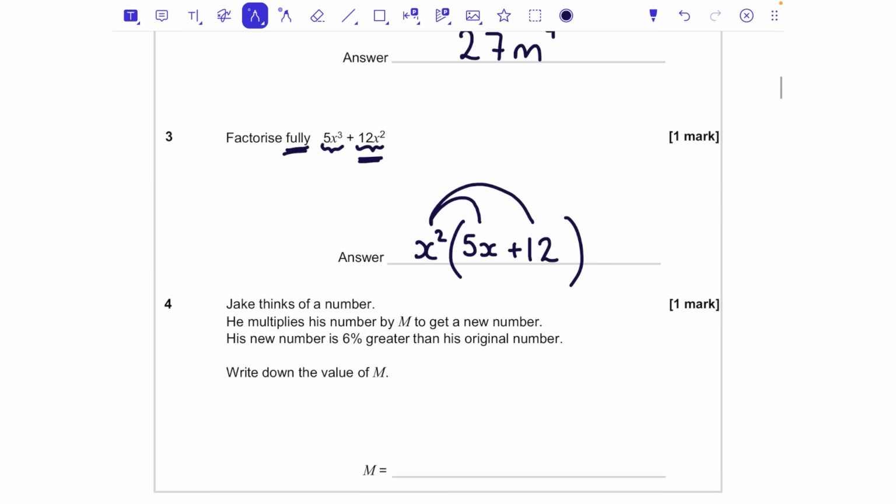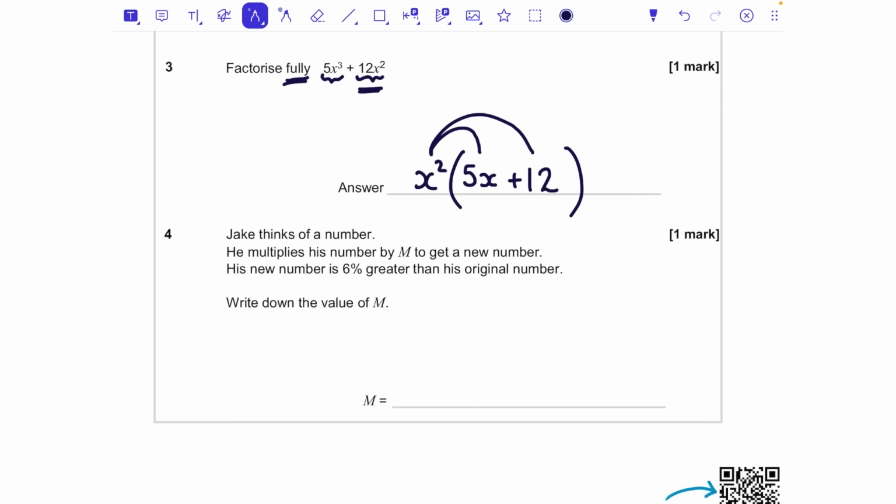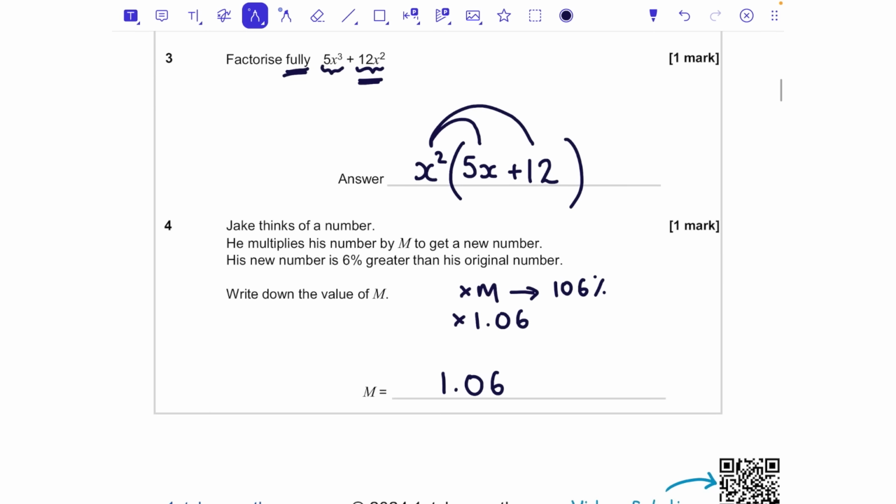For question number 4, Jake thinks of a number. He multiplies his number by m to get a new number. His new number is 6% greater than his original number. Write down the value of m. So Jake has multiplied by something that has increased his number by 6%. So we've times by m, and that has made it 106%. So that's the same as multiplying by 1.06. If you want 106%, to get that, we can multiply by 1.06, which is 106% as a decimal. So 1.06 is our answer there.